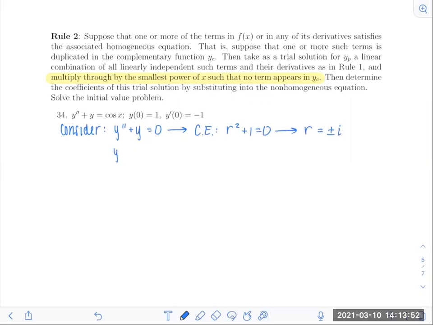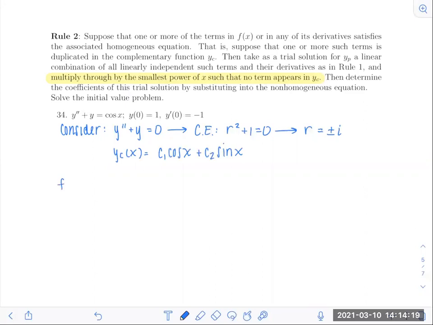As a result, I can set up my complementary function. I don't have a real portion of this imaginary root, so there's an e to the 0x if you want, but I won't even write that. What I have here is c1 cosine x plus c2 sine x. We're going to put that in our pocket for later, and now we're going to move our attention to our f of x function.